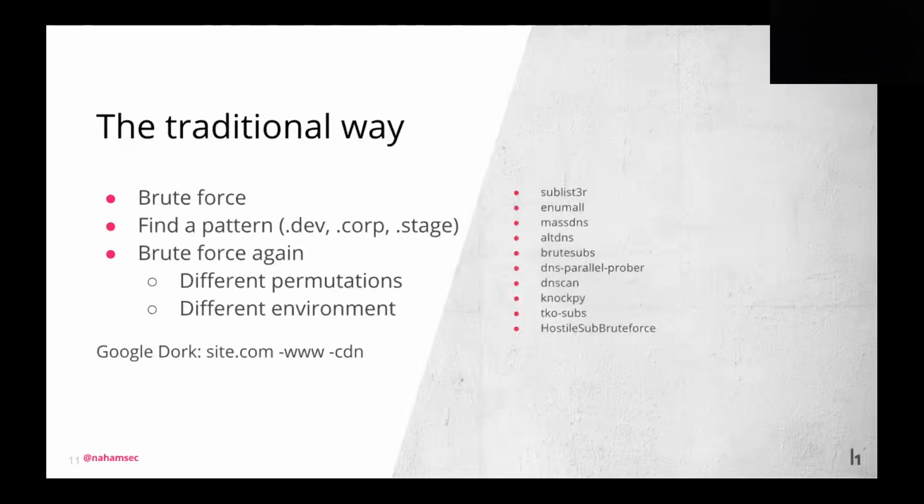There's a little twist to that I like to do on the side, which is I like to find patterns. So if I see a corporate domain or a staging domain, I like to go ahead and specifically subdomain brute force for that pattern. And then I can add different prefixes to the domains to find more different staging environments, actually. You can also use Google.